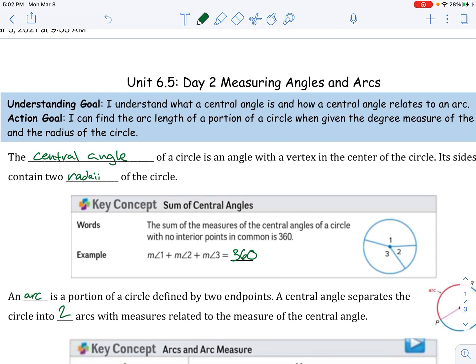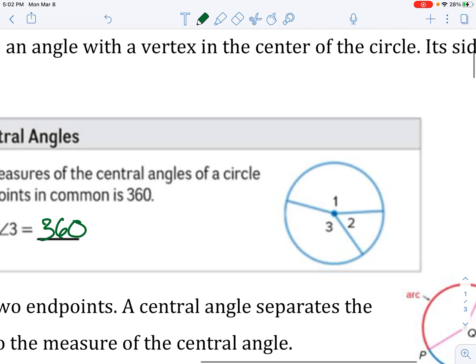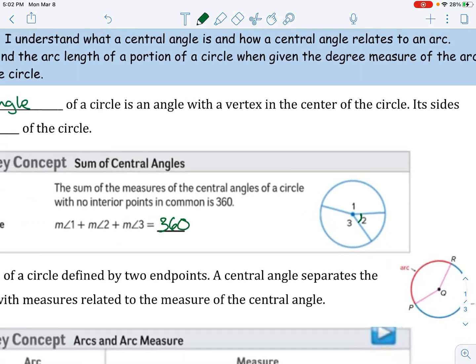The central angle of a circle is an angle with a vertex in the center of the circle. Its sides contain two radii of the circle. So a side, for example, of my angle would look like this right here. That would technically be one of the sides of my angle. So that side obviously goes from the center to the outside of the circle, which makes it a radius.